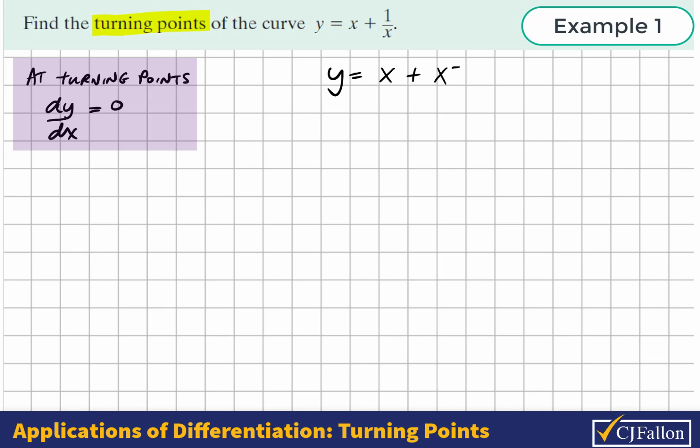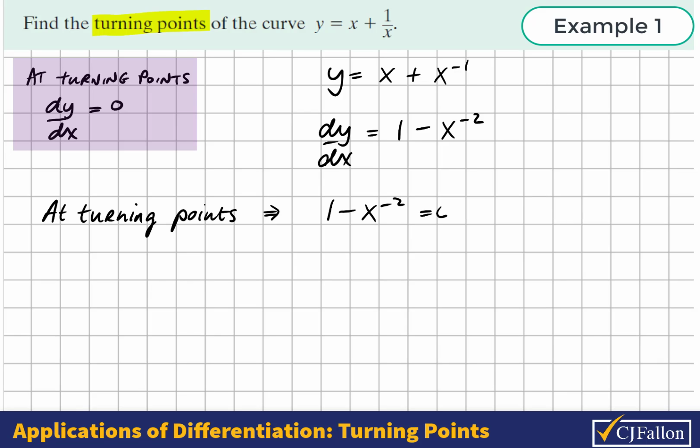So to be able to differentiate this curve, it's easier to write it in index form first. We differentiate it by multiplying by the power, reducing the power by 1. Now at the turning points, this slope function is going to equal 0. So we're going to write 1 minus x to the -2 is equal to 0. If we multiply everything here by x squared, it creates a simpler equation here. So we get x squared minus 1 is equal to 0.